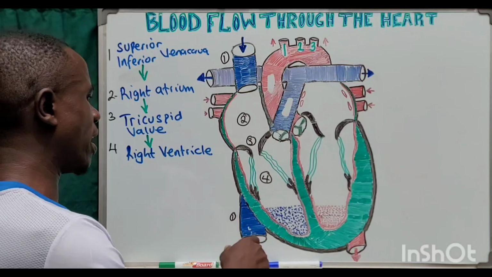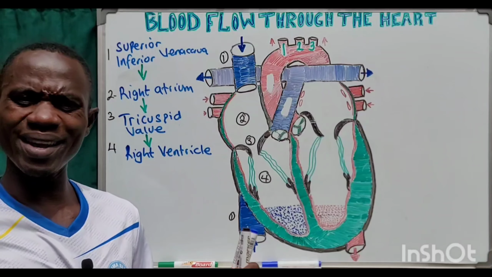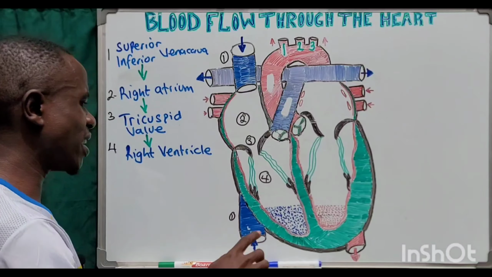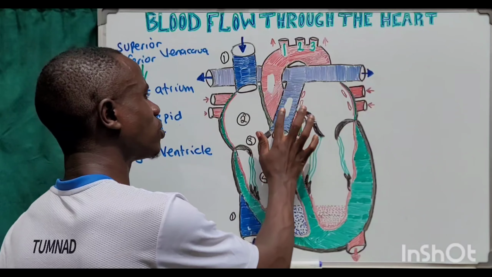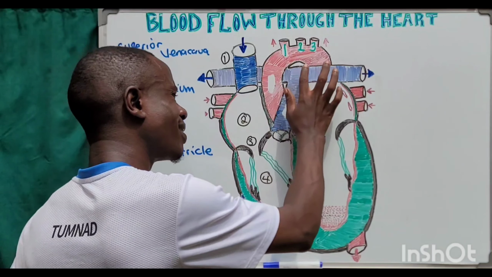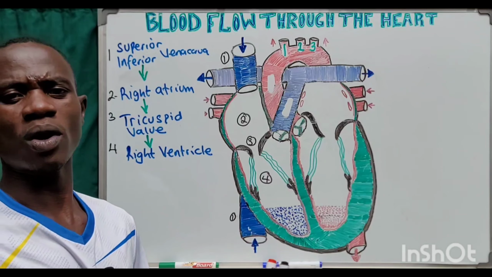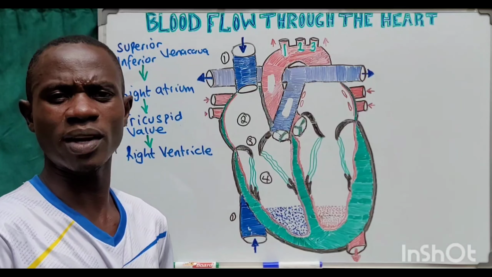Now what happens is that the right ventricle is going to squeeze this blood. When they squeeze this blood, it will enter the pulmonary circulation. But before it enters the pulmonary circulation, we have these structures that have to open to allow the blood to move out of the right ventricle.